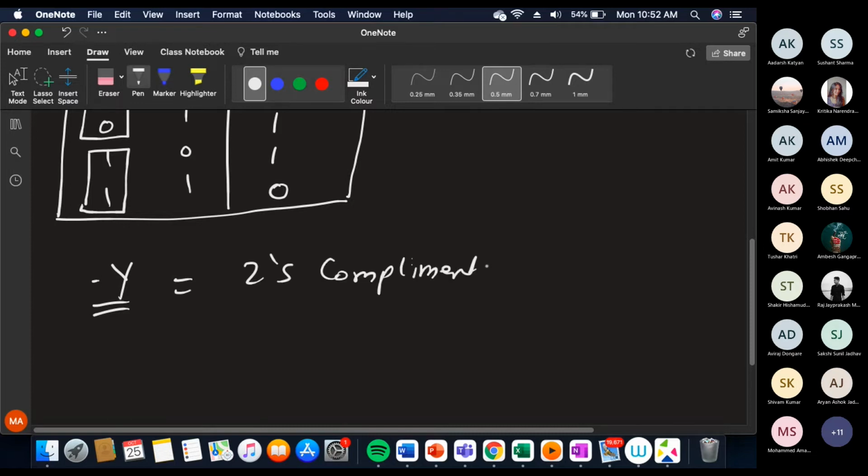What is 2's complement of y? How to get 2's complement of y? Get y का 1's complement. After getting y का 1's complement, you just add what? 1 to it, right? Correct? Yes, sir. That is how you get the 2's complement.